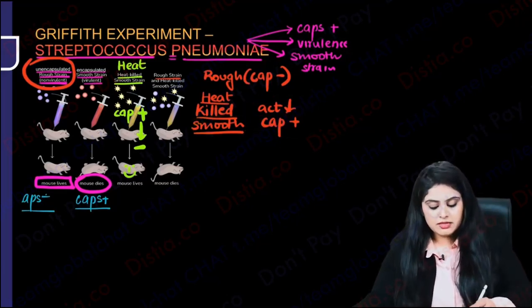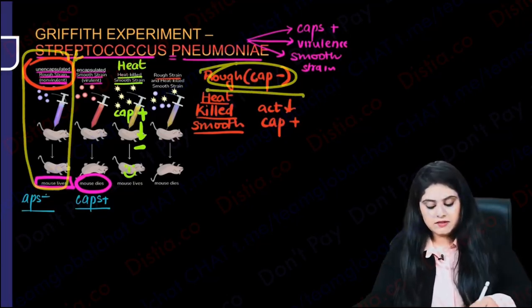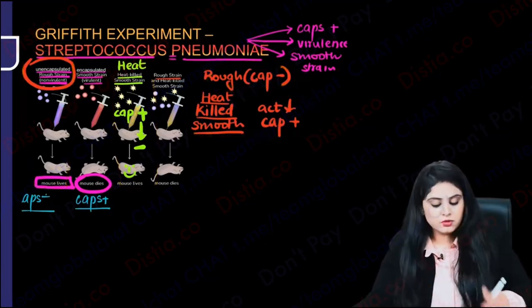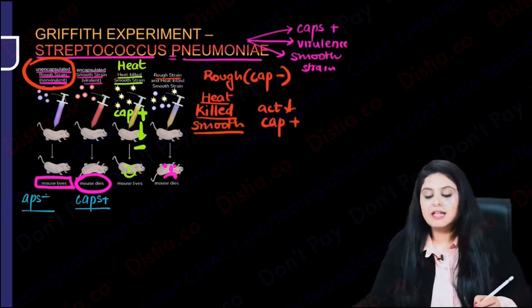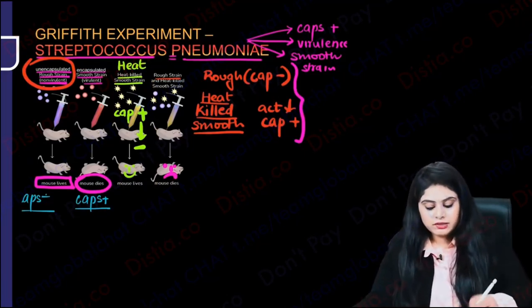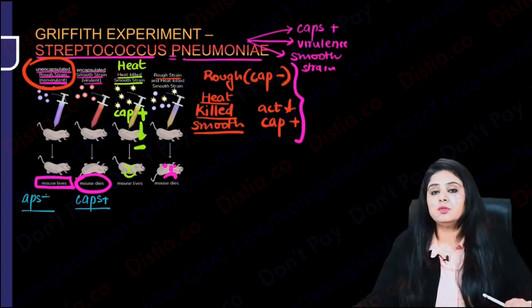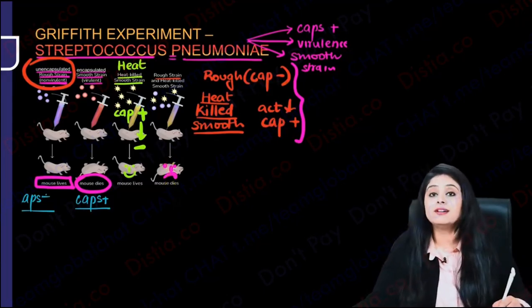Because individually when you used a rough strain over here, your mouse survived. Individually when you used a heat killed strain over here, your mouse survived. But when you're using them together, you have realized that your mouse has ended up dying. Why? Because both of them transferred some material to each other. Although this had a capsule and this did not, it ended up transferring the capsule to it. It ended up transferring the virulence factor to it. As a result, in the end, my mouse ended up dying.